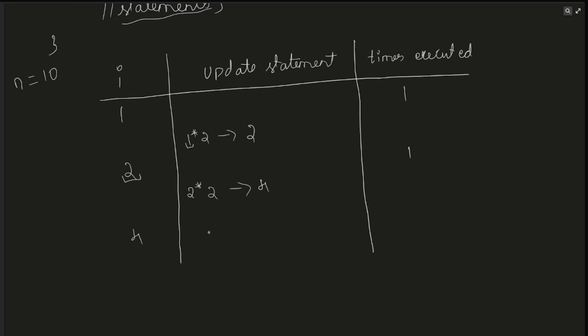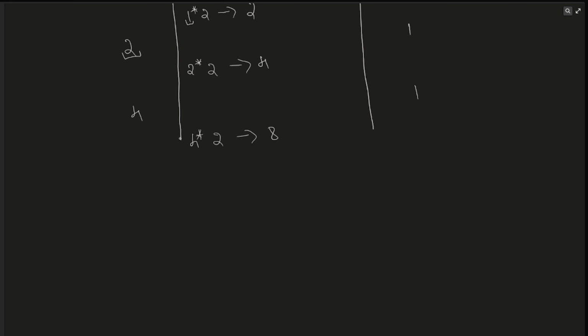Now i is 4, 4 is less than 10. So statements inside the for loop get executed one time. Now the update statement of the for loop will run. Take i and multiply it by 2, 8. Now i is 8, 8 is less than 10. Statements get executed one time. Now the update statement will run. Take i, multiply it by 2, which is 16. Now i is 16. 16 is not less than 10. So the for loop breaks here, and that's the end of for loop execution.